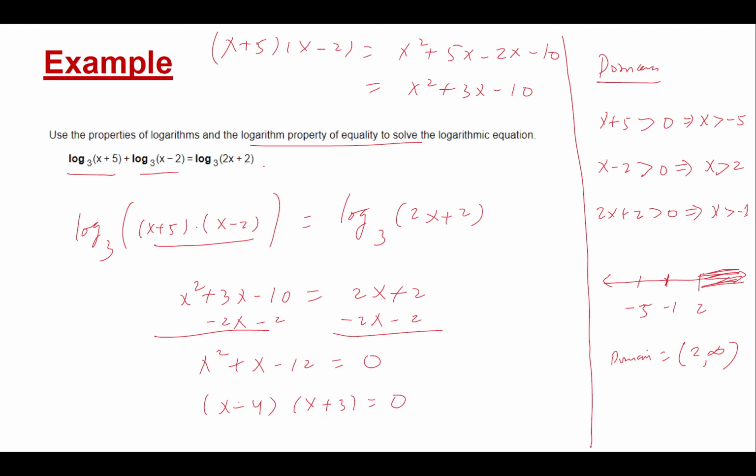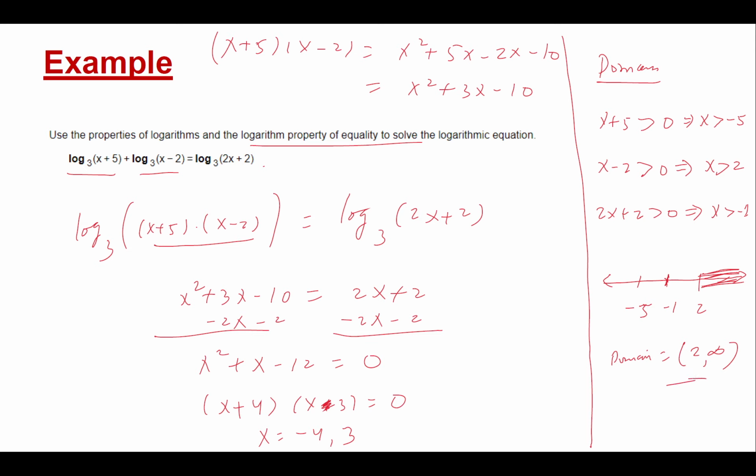Now we need +4 and -3, because 4 times -3 is -12, and +4 and -3 gives +1. So there are two options for x: x is -4 and x is +3.